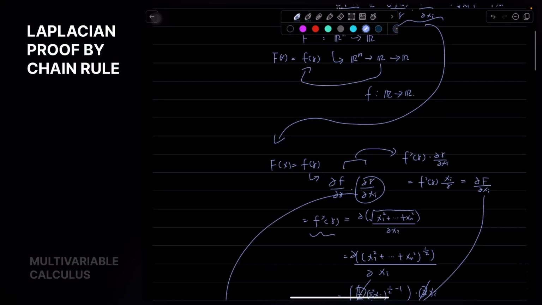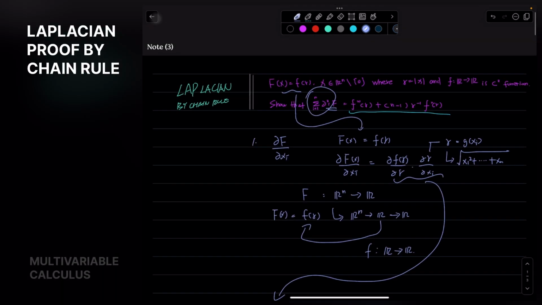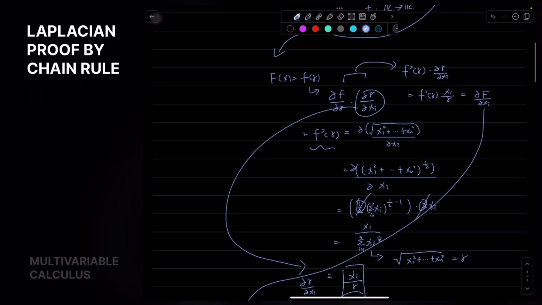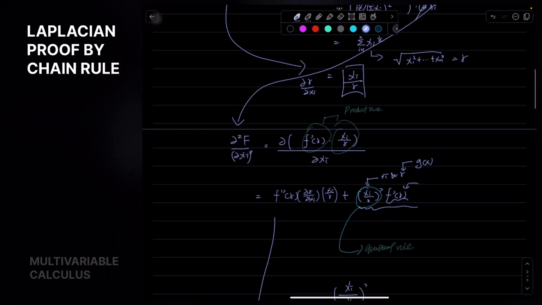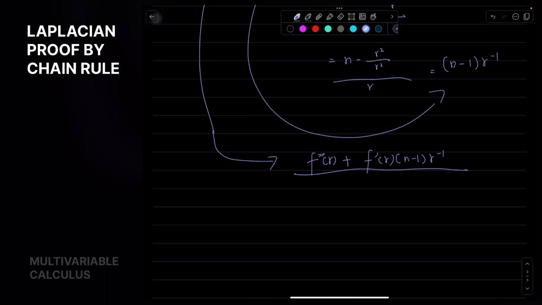So this is the proof of the Laplacian by chain rule. It's just like you extract the expressions layer by layer, and then you convert them back to a function of r.